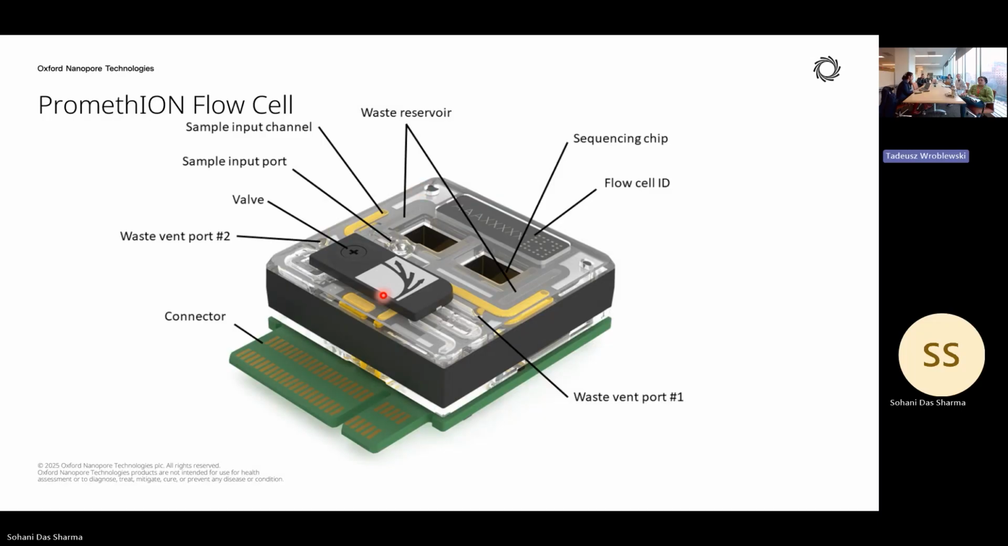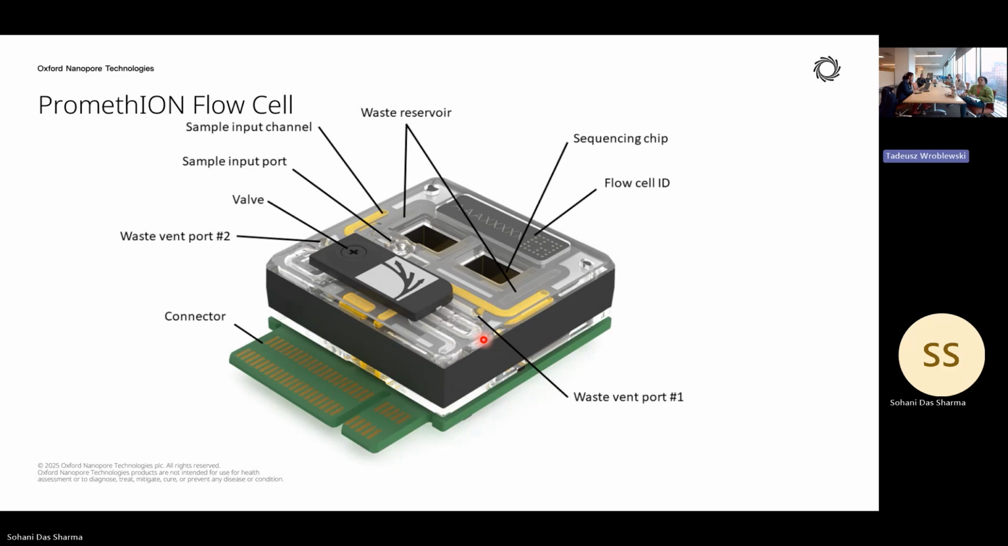There is always some buffer inside the flow cell, so we can get rid of that buffer by just pipetting it out from this west port. There are two ports present. One is here, one is there. Once again, you will be able to understand it when we do it.